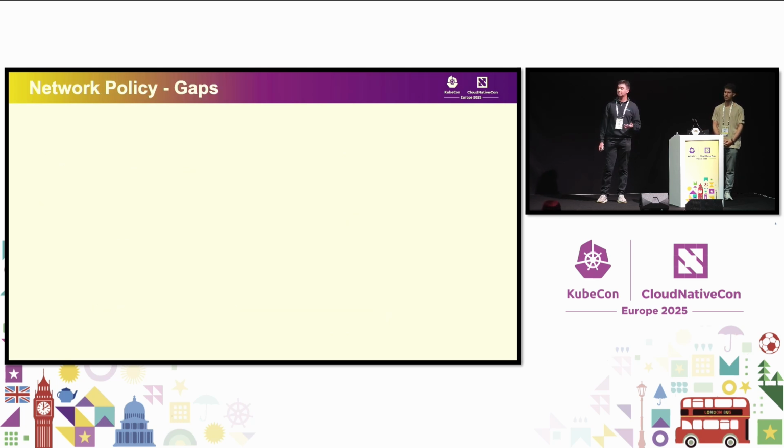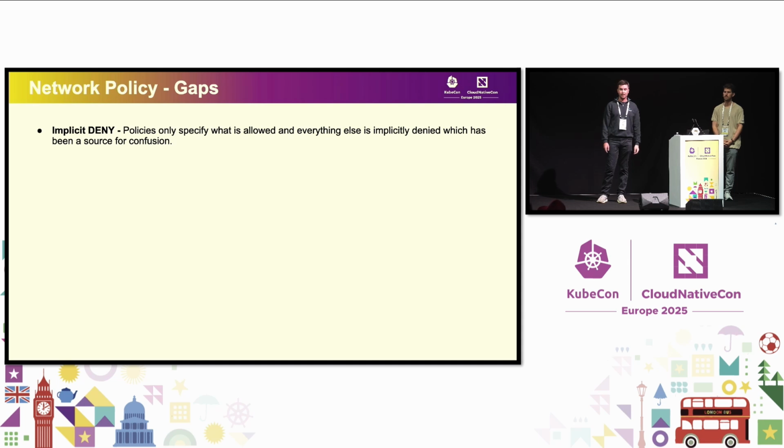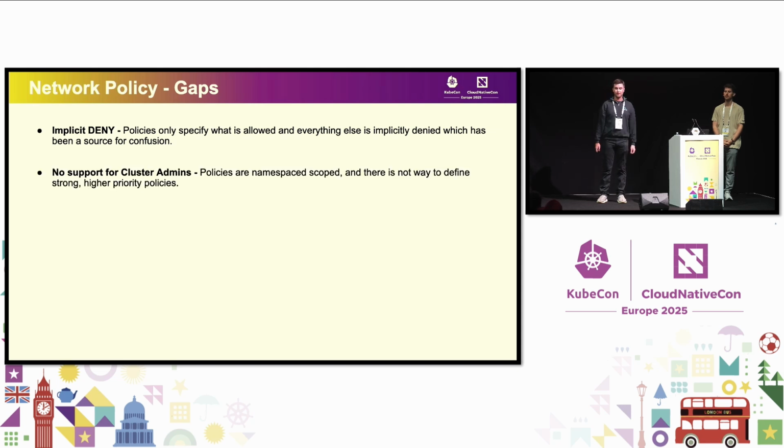So network policies have some gaps. There's an implicit deny. So policies only specify what's allowed, and that's been a bit of a source of confusion. There's no support for cluster admins. So these are namespace scoped policies, right? And there's no way for admins to kind of globally secure the cluster.